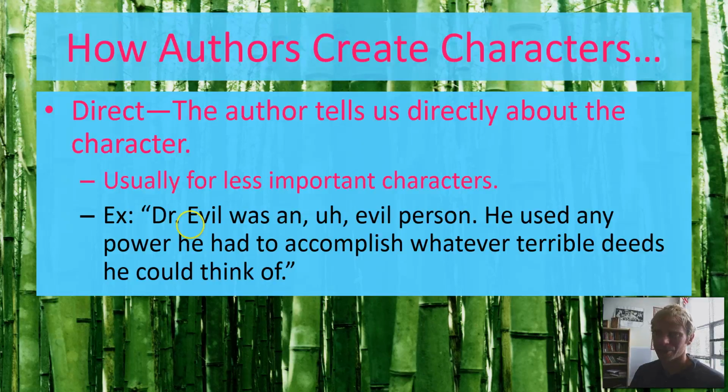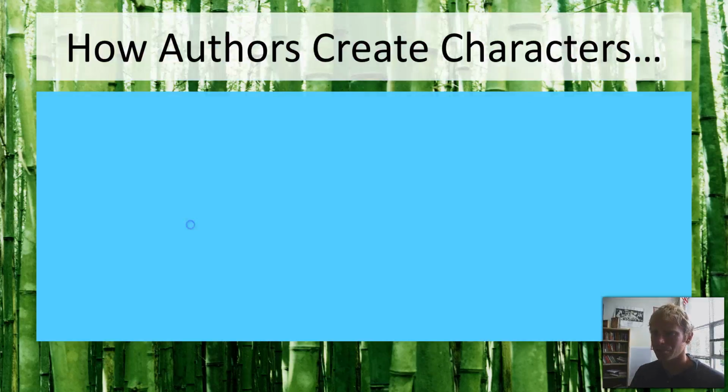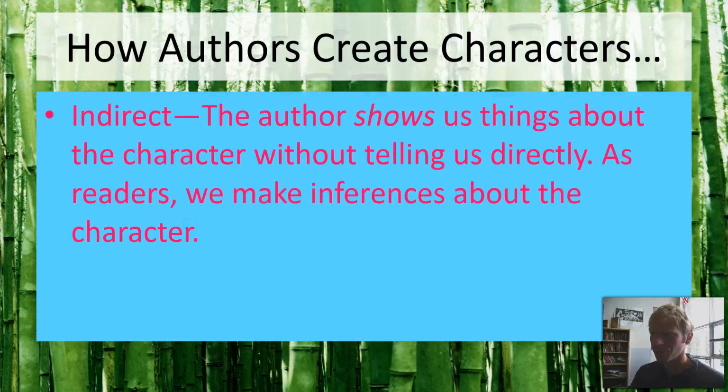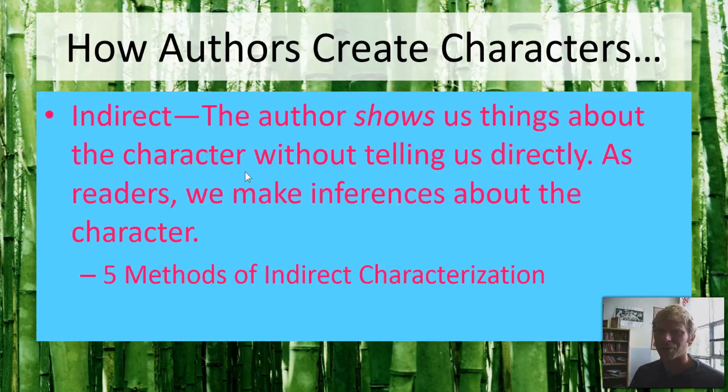You're not going to see a lot of direct characterization in the kind of text you read. Typically, in the stories you're going to read, the authors create characterization indirectly. The author shows us things about the characters without telling us directly. And then as readers, we make inferences about what kind of person the character is. There are 5 different categories that we look at when we think about indirect characterization, or how an author might make a character come to life for us.